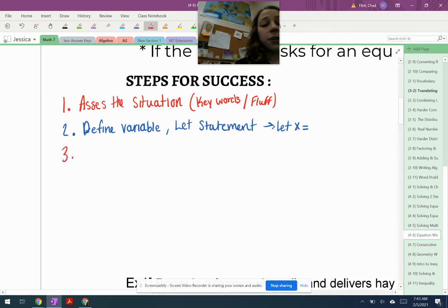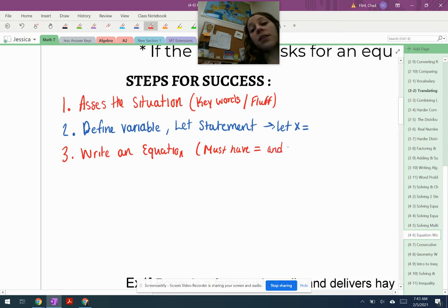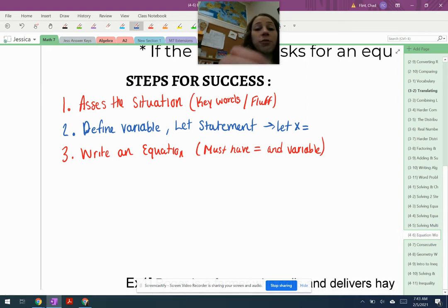After defining a variable, you need to write an equation. And remember, if it's an equation, it must have an equal sign and a variable. That's the whole point of this. You need to use the variable that you defined.